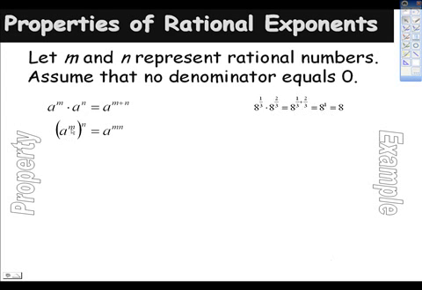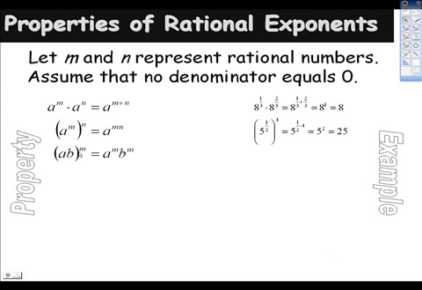When you raise a power to a power, that's the only time you get to multiply powers. So a to the m, raised to the n, is a to the m times n. Here's an example with numbers. 5 to the 1/2, to the 4th, is the same as 5 to the 1/2 times 4, or 5 squared, which we should write as 25.